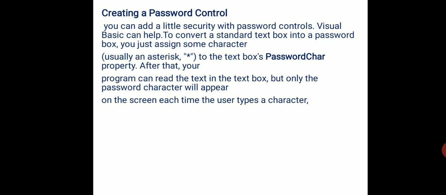And after that when you run the program, the program can read the text in the text box, but only the password character will appear on the screen each time the user types a character. So whatever you type in this text box where the PasswordChar is set to asterisk, the asterisk will appear. Okay, it will display the asterisk character.